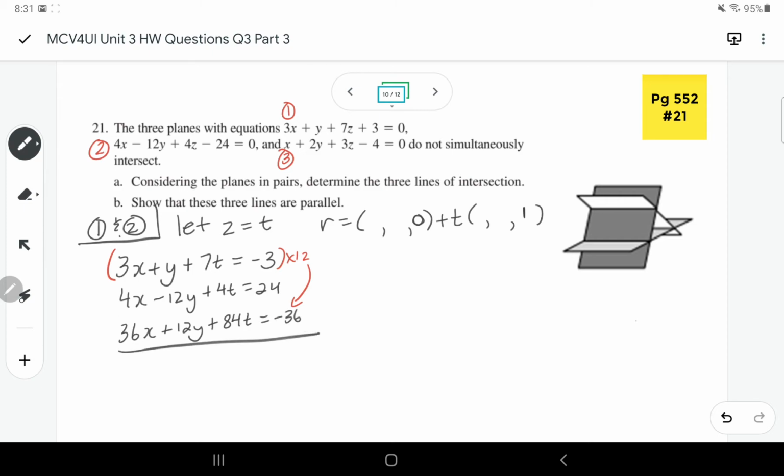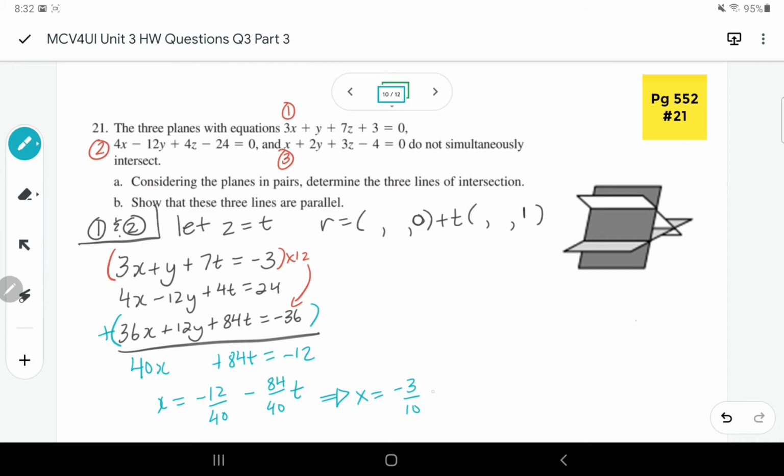And then I'll add these down in this column. So here I get 40x, the y's would reduce, and then I've got plus 84t equals negative 12. So x is going to equal negative 12 over 40 minus 84 over 40t. And we can reduce that, make it a little bit nicer. So x equals negative 3/10.